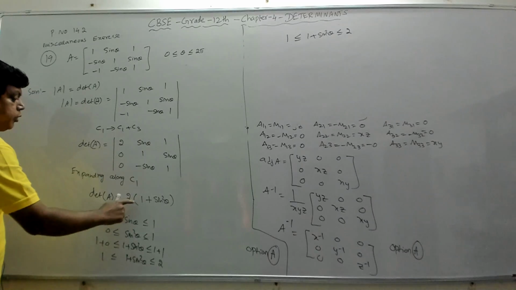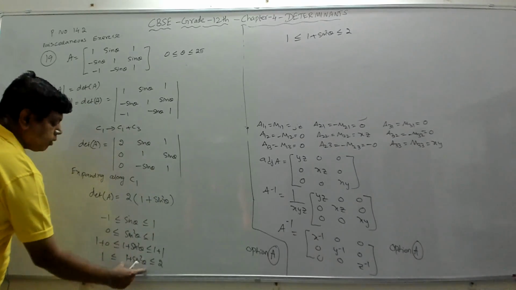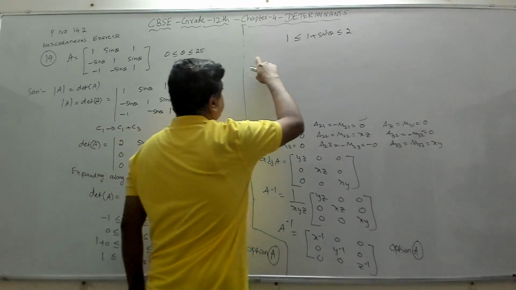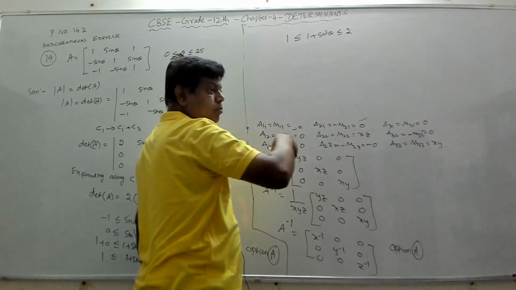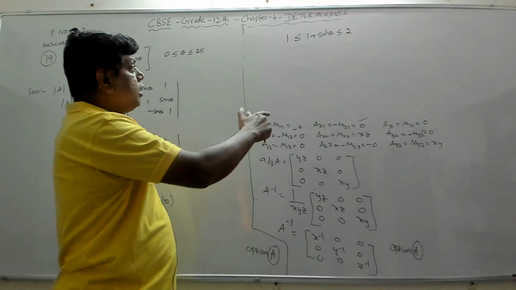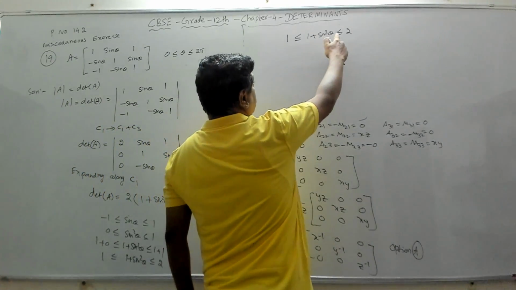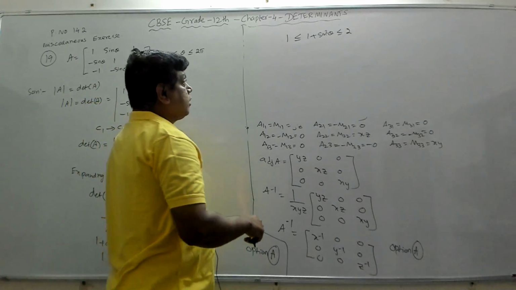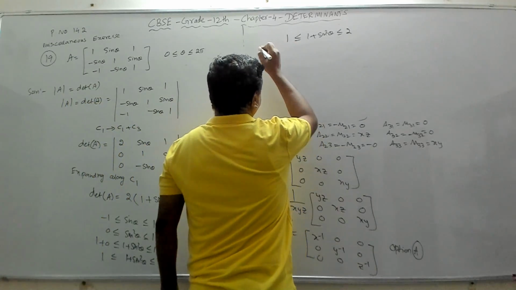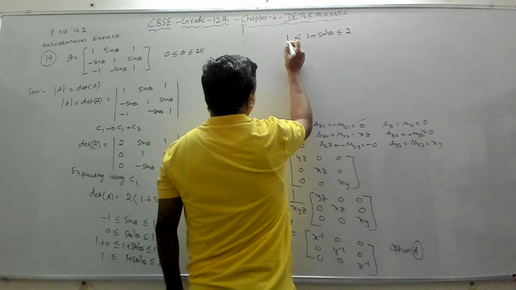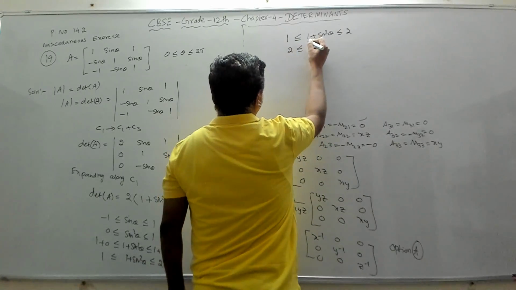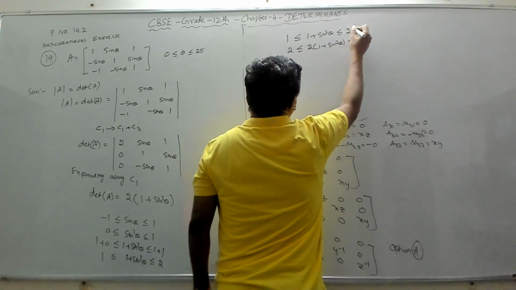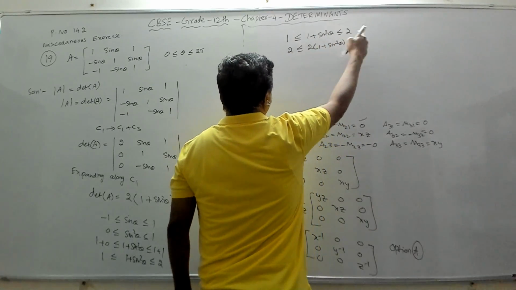Now we need 2 into 1 plus sine square theta. So we got 1 plus sine square theta, we need 2. So I'm going to multiply throughout by 2. If you multiply throughout by 2, which is a positive value, then the inequality will not reverse the sign. Inequality doesn't change. So multiplying throughout by 2, this will become 1 into 2 is 2 less than or equal to 2 into 1 plus sine square theta less than or equal to 2 into 2 is 4. So each term is multiplied by 2.